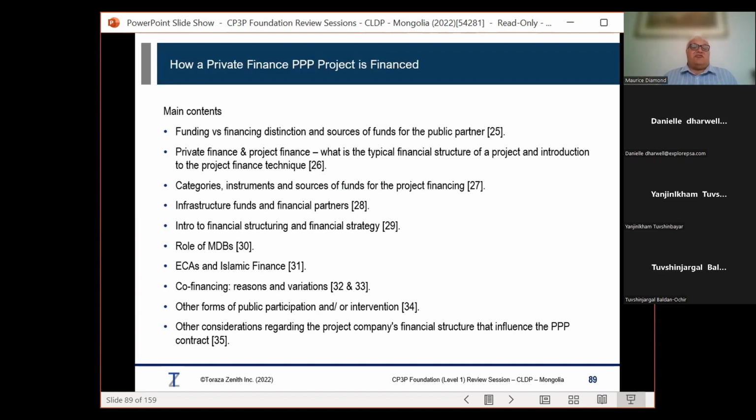Then an important section is the role of the multilateral development banks, like the Asian Development Bank. It provides, for example, finance. It provides financial support for the authority, so bringing in expertise as required. Co-financing, the reasons and the variations, and then other forms of public participation and or intervention. And then finally, other considerations regarding the project company's financial structure that influences the PPP contract.